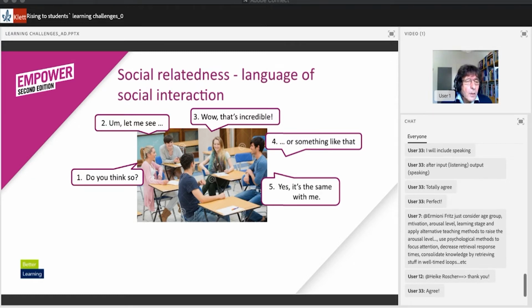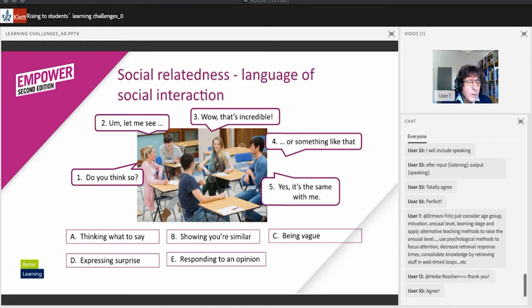Just have a look at these and see if you can match them. Very easy task this, I hope, with their functions. What are they used for? So for example, "Wow, that's incredible" obviously is a way of expressing surprise. Just have a look at them and match the other ones with their functions. If you want to write the answers in the chat, by all means do so.